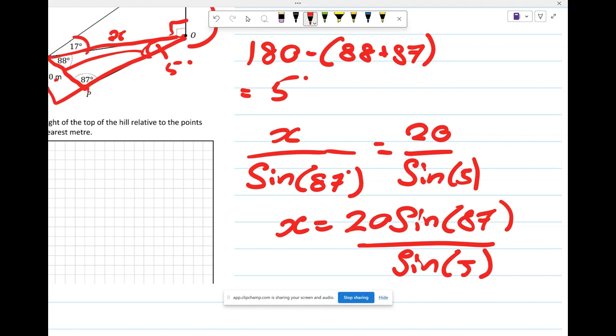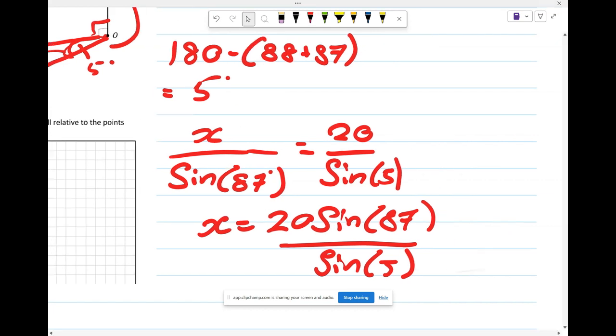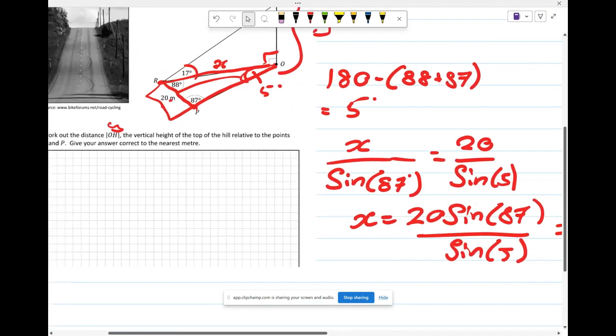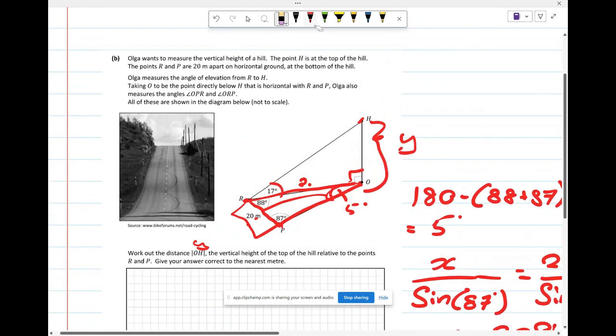Put that in our calculator. 20 sine 87 over sine 5. It's going to give us 229.16. So we know this x is 229.16, and now we're going to try to find y.